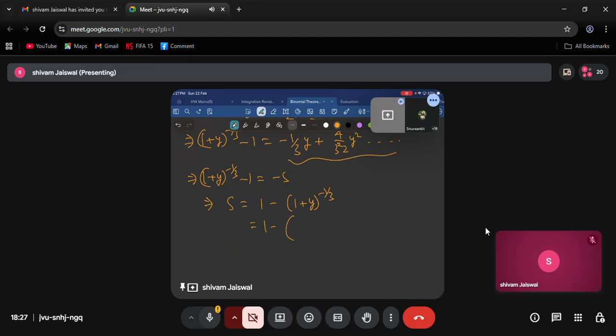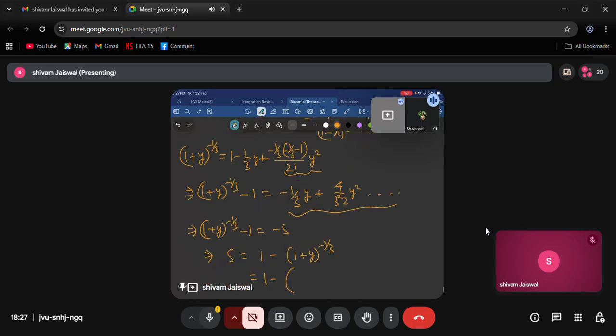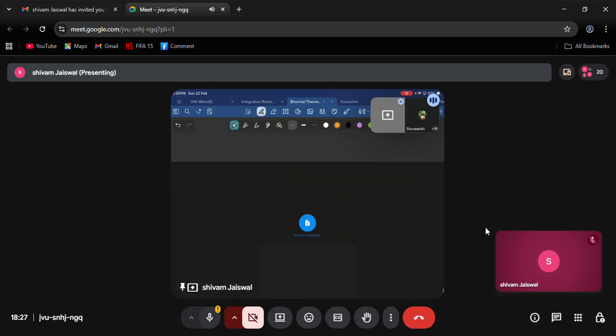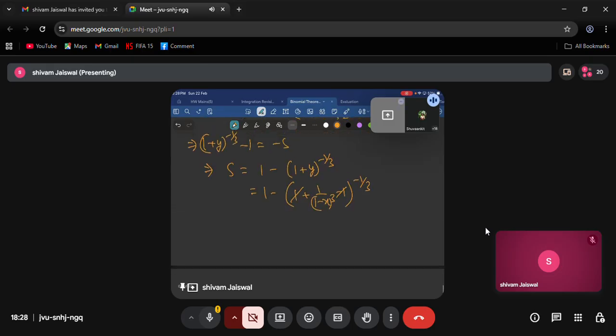Now we need to substitute the value. What is y? Y is equal to 1 by (1 minus x) whole cube minus 1. So 1 plus y is 1 plus (1 by (1 minus x) whole cube minus 1), whole to the power minus 1 by 3. These two get cancelled. What are we getting? When you reciprocate, this will become (1 minus x) whole cube whole to the power 1 by 3. So it is 1 minus (1 minus x), which is equal to x. Hence the answer is option A.